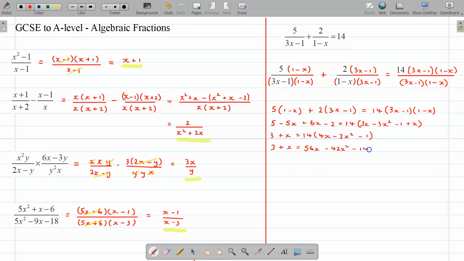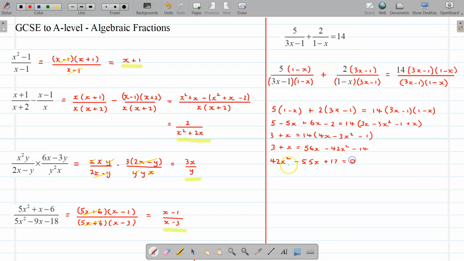minus 14. If I bring everything on the right to the left-hand side, I will get a 0 on the right, and it'll be a quadratic. Add 42x squared to both sides. I get 42x squared on the left. Okay. Take away 56x from the x I've got already. I've got minus 55x. Okay, and finally, add the 14 to both sides. I've got 17, and that now equals 0.